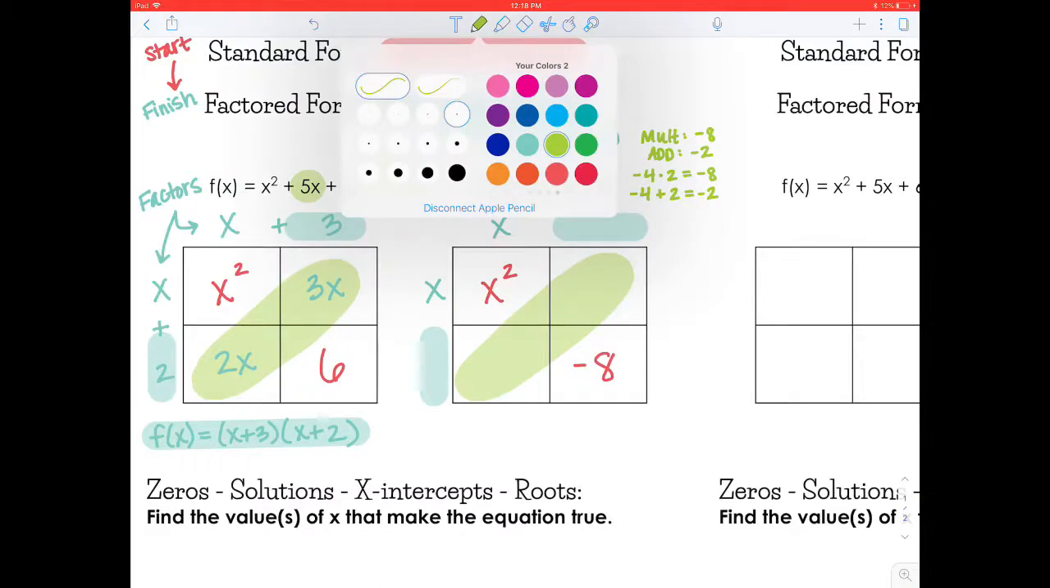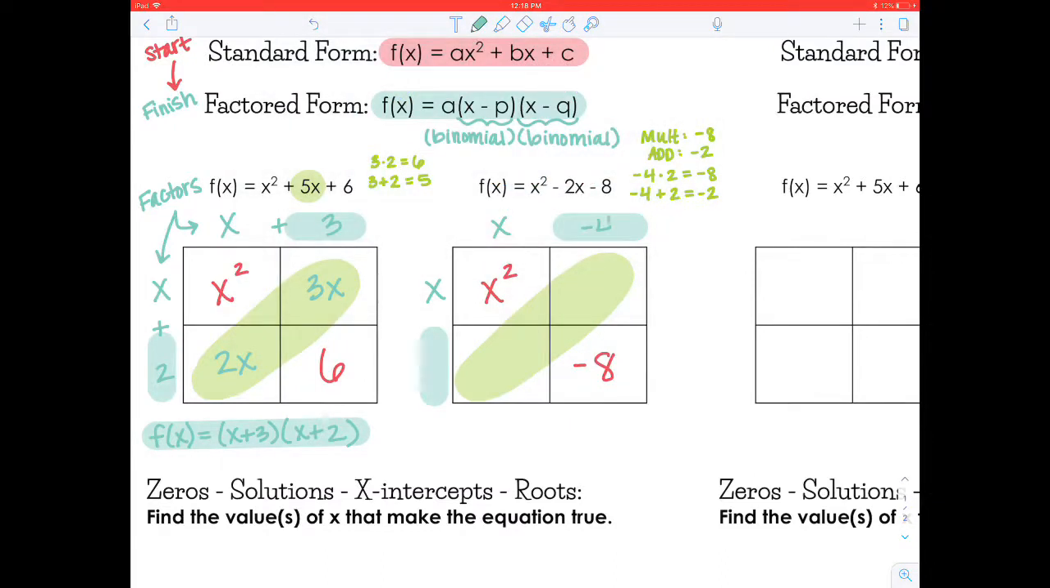That's what's going to go here and here. Okay, 2 times negative 4 gives me that area of the bottom right as negative 8. And then let's fill in the rest of these. So x times negative 4 is going to be negative 4x here. And then 2 times x will be 2x. And then when I add those up, negative 4x plus 2x, when I simplify, that gives me that negative 2x there in the center.